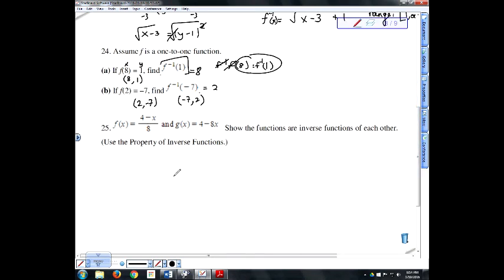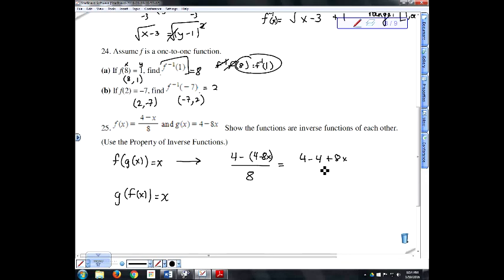Okay, show that the functions are inverses. We have to show that f of g of x is equal to x. We also have to show that g of f of x is equal to x. So the first one here, the f function is 4 minus an input divided by 8. The input is 4 minus 8x. So this becomes 4 minus 4 plus 8x over 8. The 4s cancel, so we have 8x over 8. The 8s cancel, and you're just left with x. So that proves the first one.